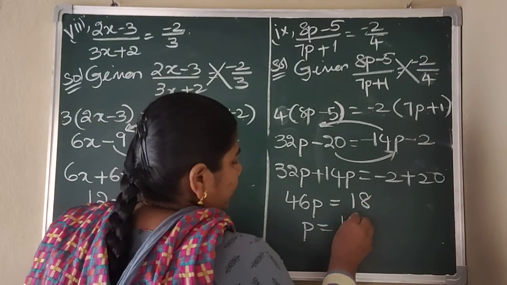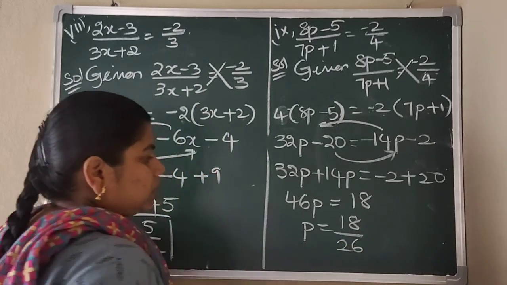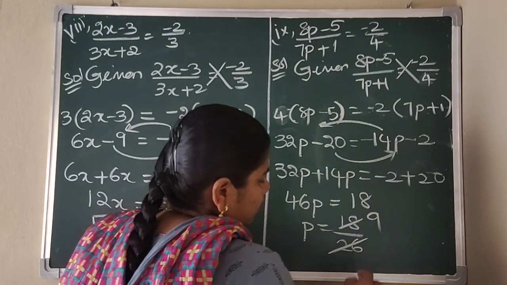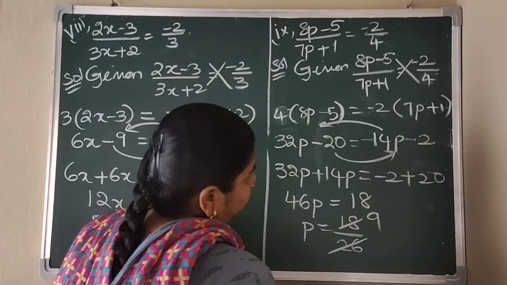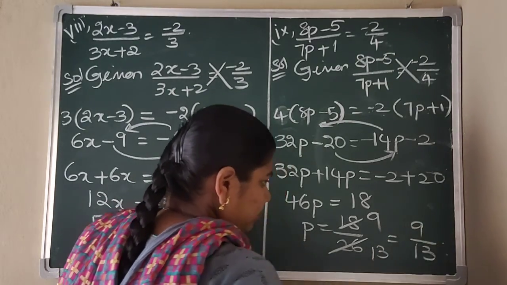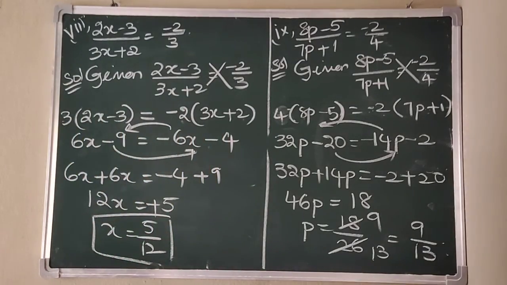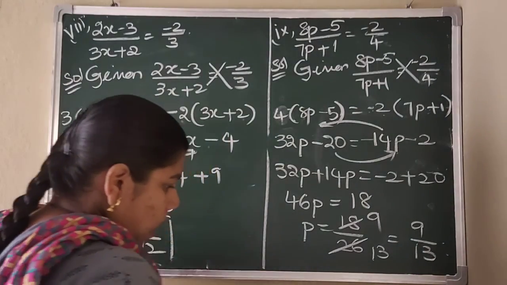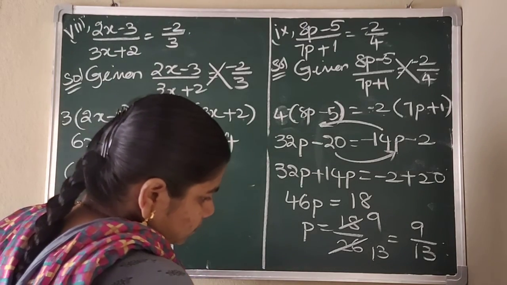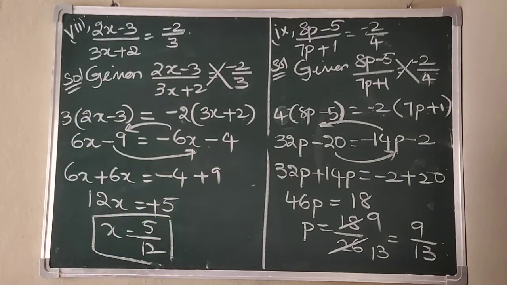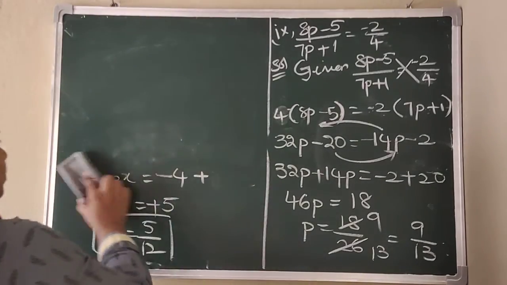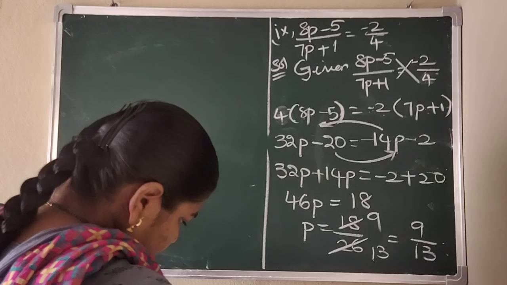Now p is equal to 18 by 46. In which table can we cancel? We can cancel in the 2 table. 2 9s are 18, 2 23s are 46. So answer will be 9 by 23. So 9 by 23 is our answer. So next is the tenth one.